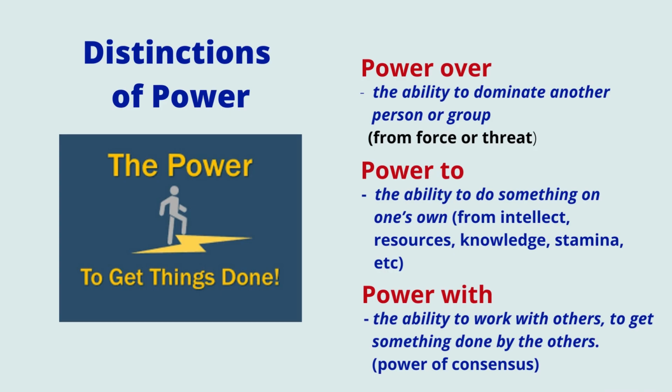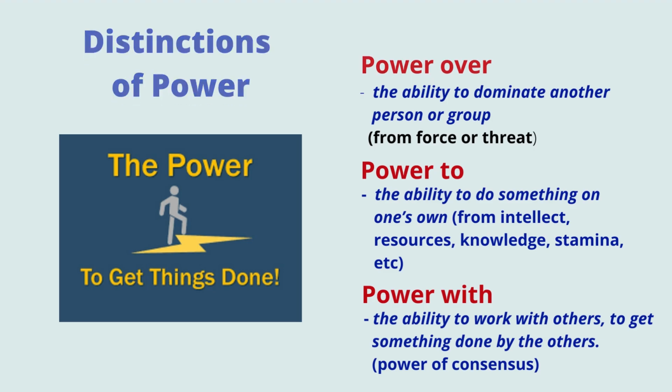Some scholars identified three distinctions of power: power over, power to, and power with. When we say power over, it is the ability to dominate another person or group, commonly coming from force or threat. When we say power to, it is the ability to do something on one's own, from intellect, resources, knowledge, and stamina. And when we say power with, it is the ability to work with others to get something done by the others, or the so-called power of consensus.